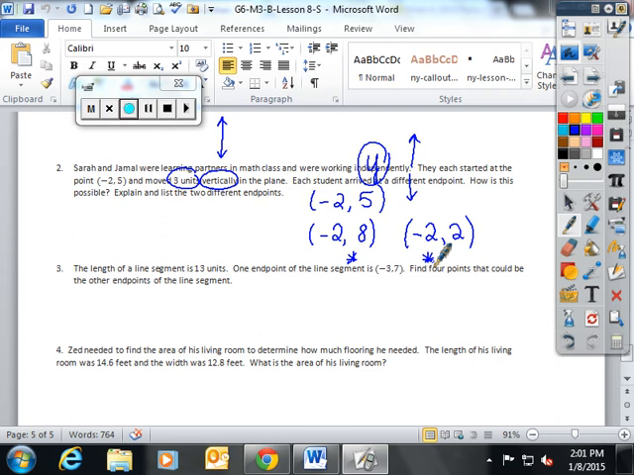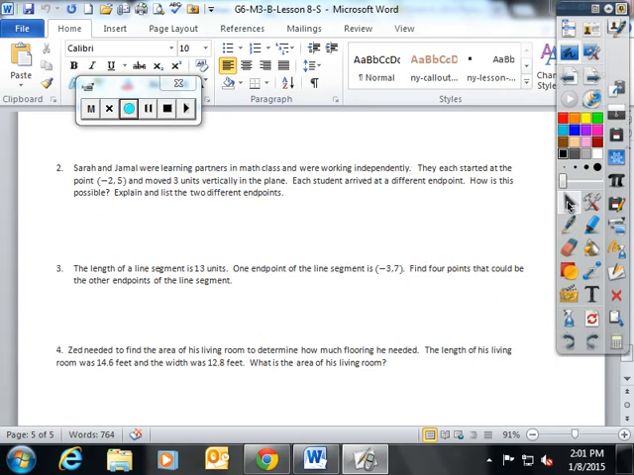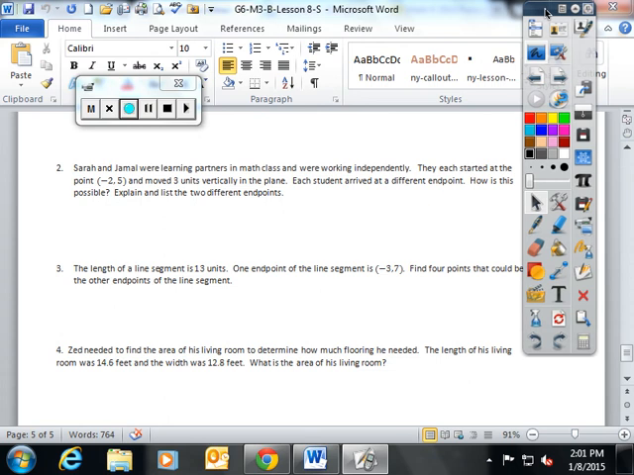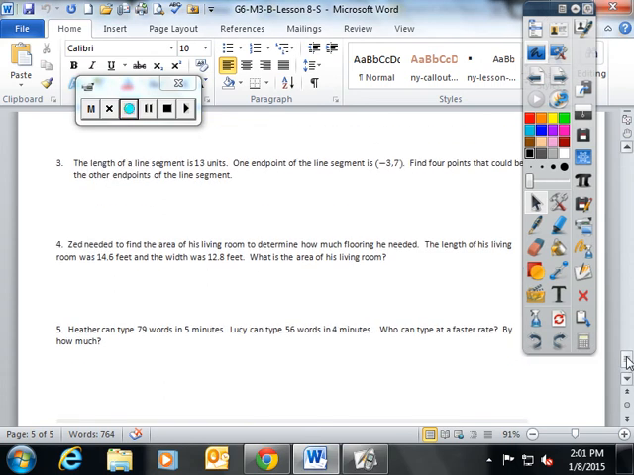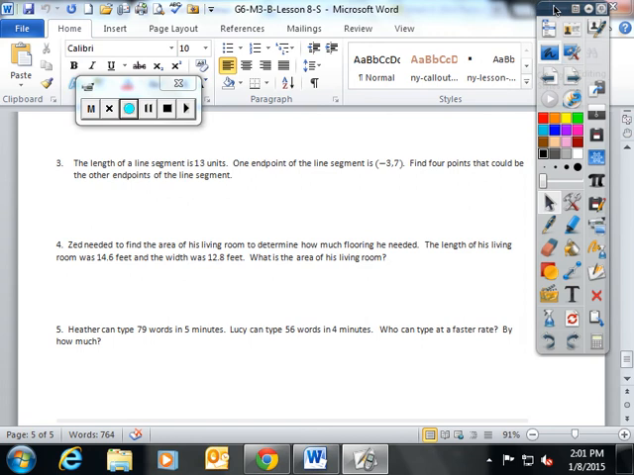Okay, so then they get even a little more tricky. It's a very tricky problem, and I'm going to go over this again tomorrow in class with my students, because I think this is a lot to think about, okay? The length of a line segment is 13 units. One endpoint of the line segment is -3, 7. Find 4 points that could be the other endpoints of the line segment.